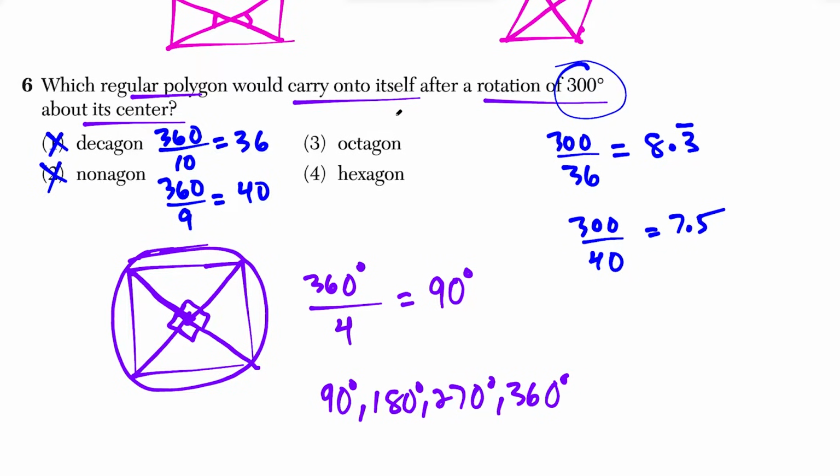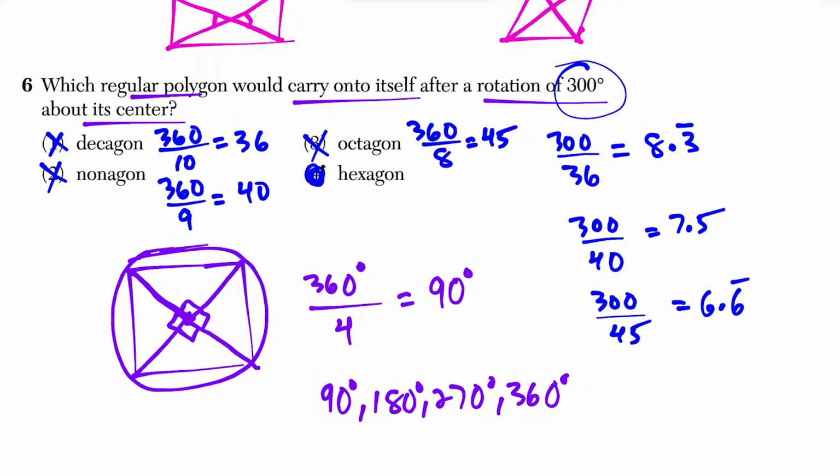Now for the octagon, an octagon has 8 sides. So we do 360 divided by 8, and if we work this out, we're going to get 45. If we do 300 divided by 45, this time we get 6.6 repeating. You can see here that we have these remainders. That tells us that choice 3 is not going to be the answer, because we need to be able to divide into 300 evenly. So just by process of elimination, the answer has to be 4, but let's see why choice 4 works.